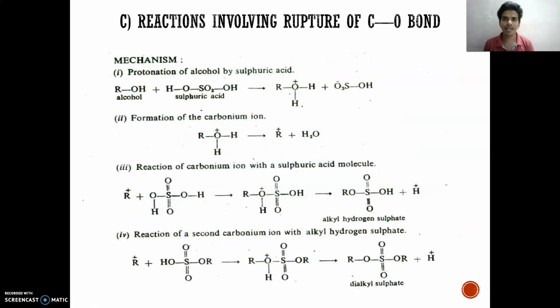The mechanism behind this reaction is that protonation of the alcohol takes place with the help of sulfuric acid. Here the protonation takes place by giving a hydrogen to the alcohol. So formation of the carbonium ion takes place here, and then the carbonium ion reacts with sulfuric acid. The carbonium ion formed, in interaction with a sulfuric acid molecule, forms alkyl hydrogen sulfate. Then reaction of a second alkyl group with the carbonium ion gives dialkyl sulfate.